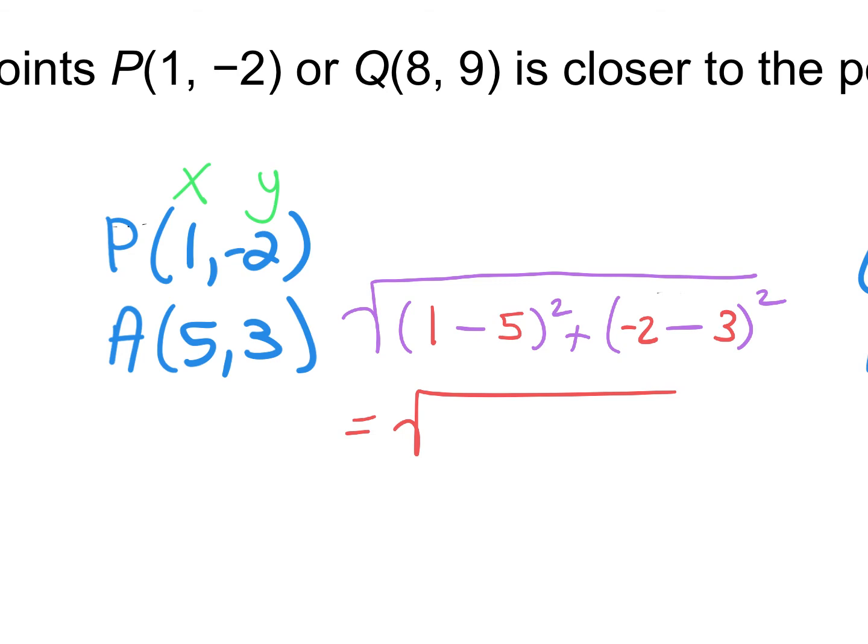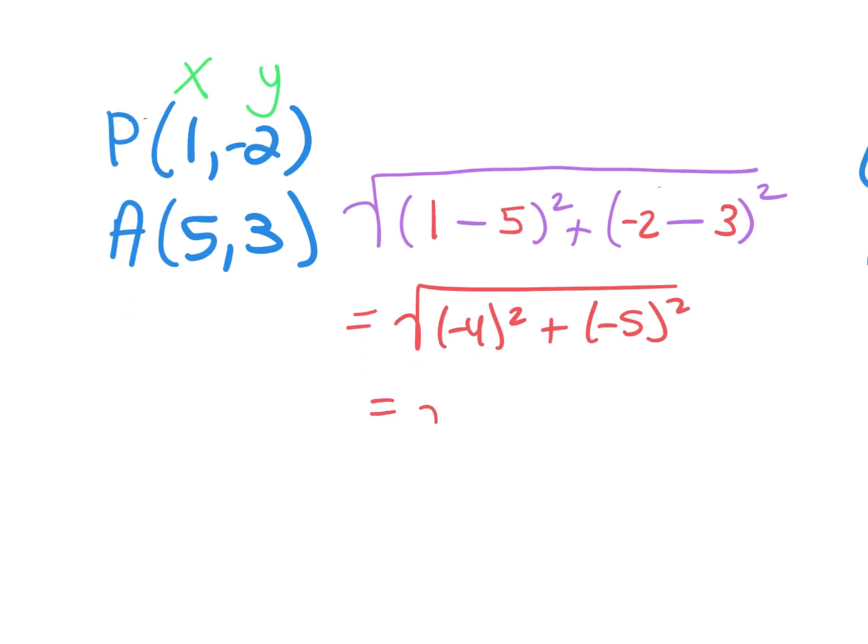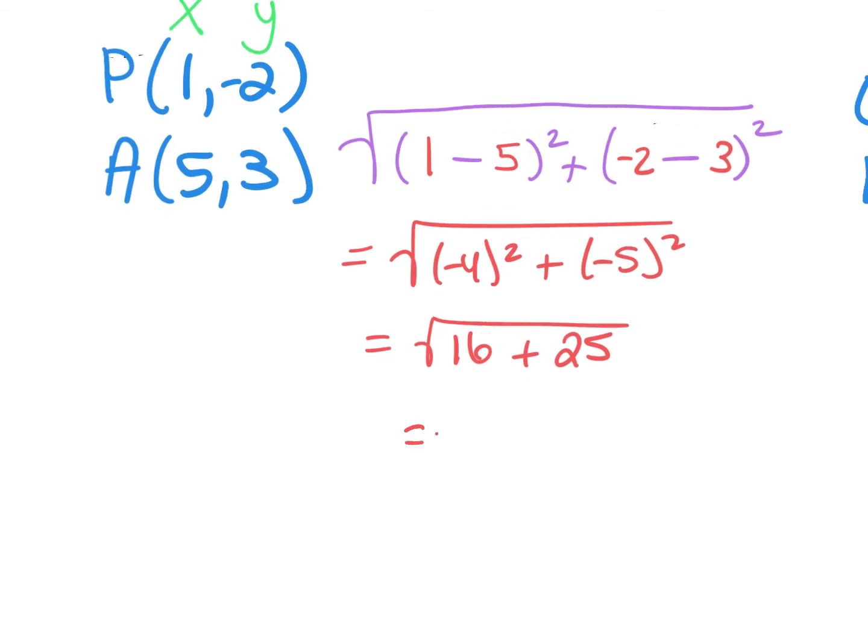What's 1 minus 5? So I have -4 squared plus, what's -2 minus 3? -5. Okay, so now I simplify more. We're getting a little smaller. What's -4 squared? 16. What's -5 squared? 25. And then I add 16 and 25. If you don't know that off the top of your head, write 16 and 25. 1 carry the 1. Square root of 41.